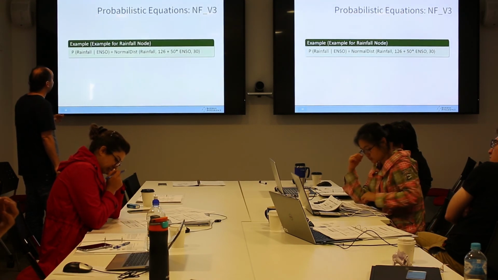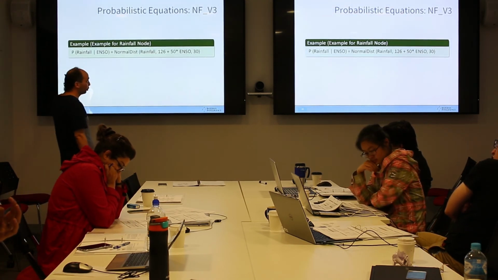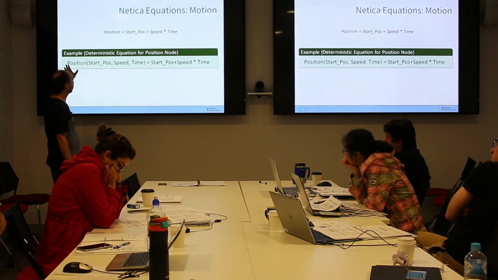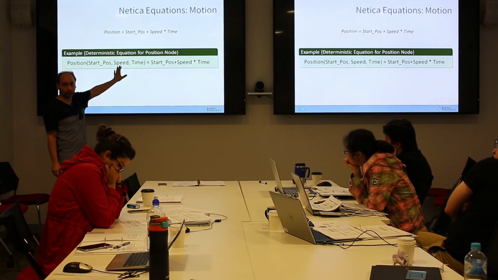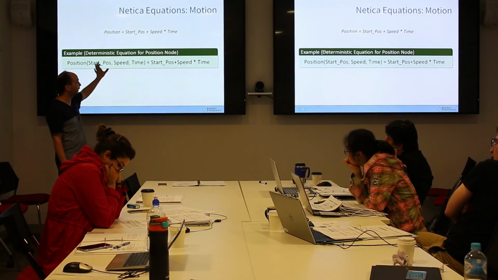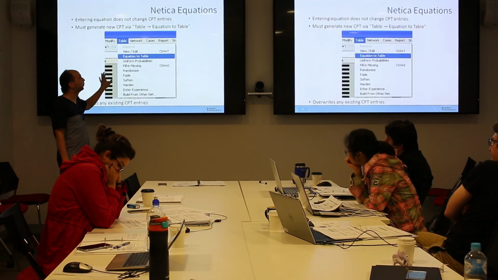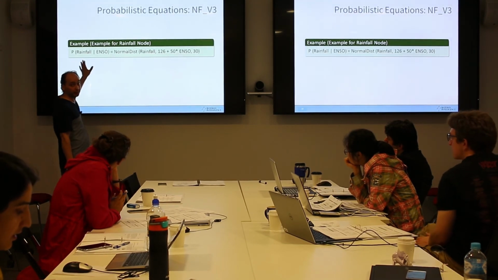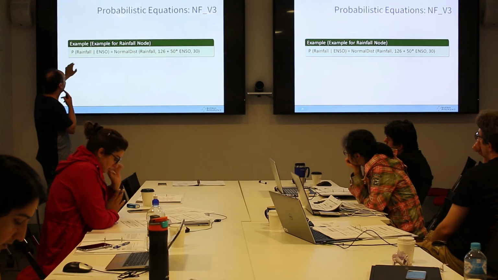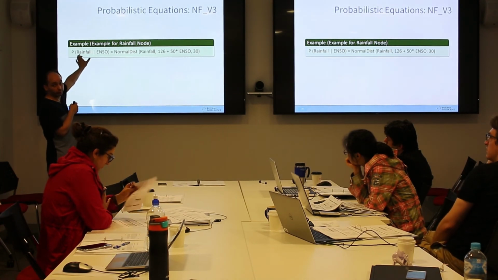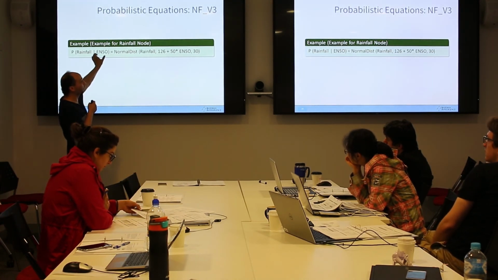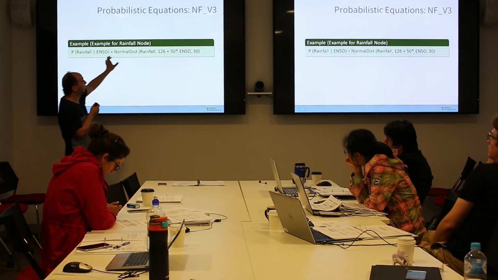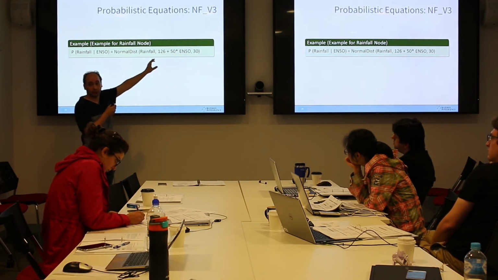Okay. So we saw an example before over here. So this is an example of a deterministic equation. Okay, so we're saying this is a deterministic function of these three variables. Over here, we're saying we've got a probabilistic relationship. So we're saying that rainfall, the probability of rainfall, is a function of the ENSO node. Okay? And then we can define that relationship over here.